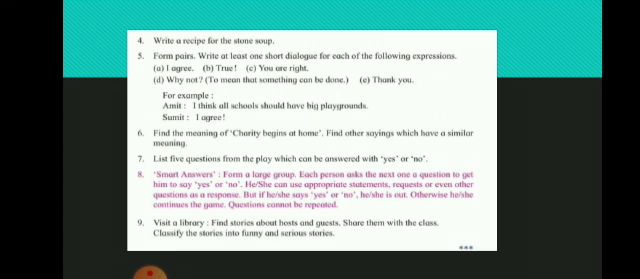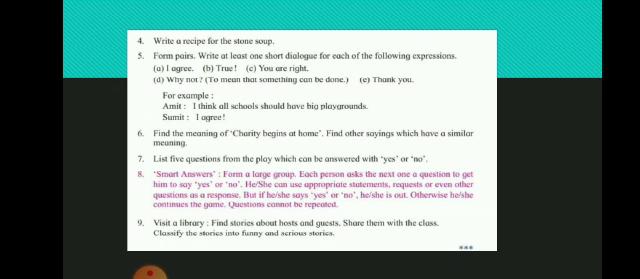But if he says yes or no, he is out. So each person asks the next one a question to get him to say yes or no. She can use an appropriate statement, request, or even another question as a response. But the condition is, if he or she says yes or no, he or she is out. Otherwise, he or she continues the game and the question cannot be repeated. So this kind of play you can do at home.